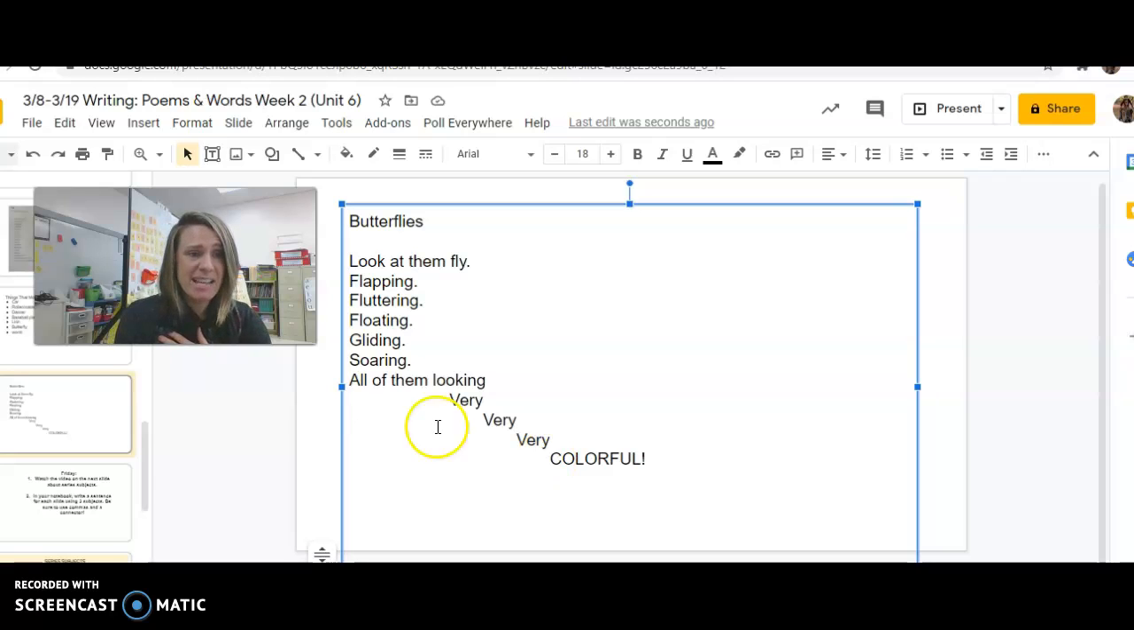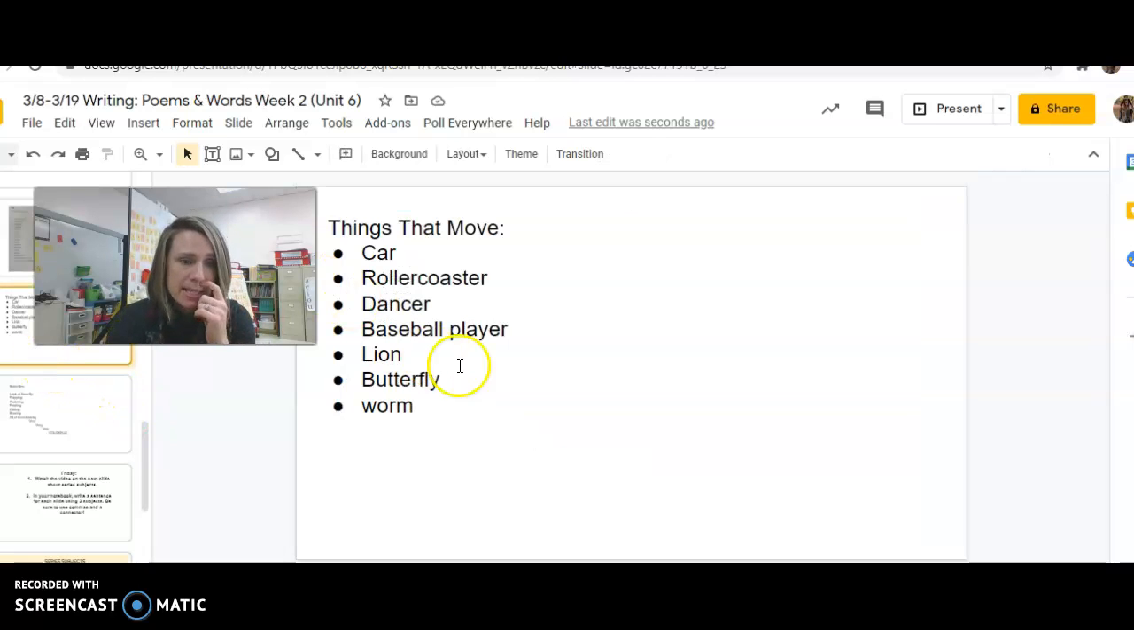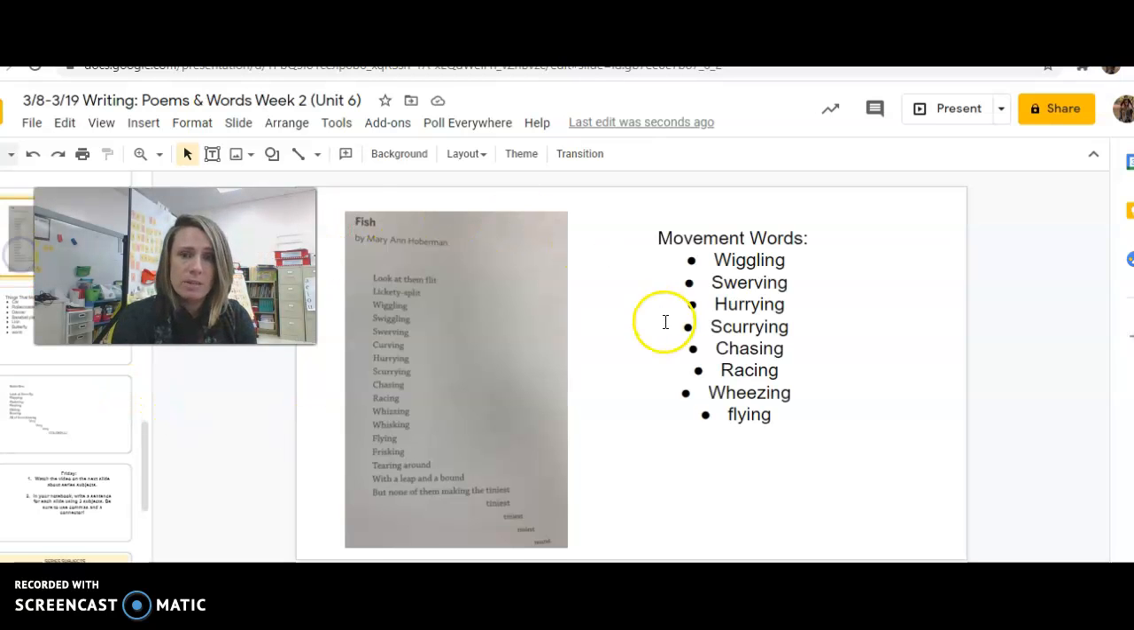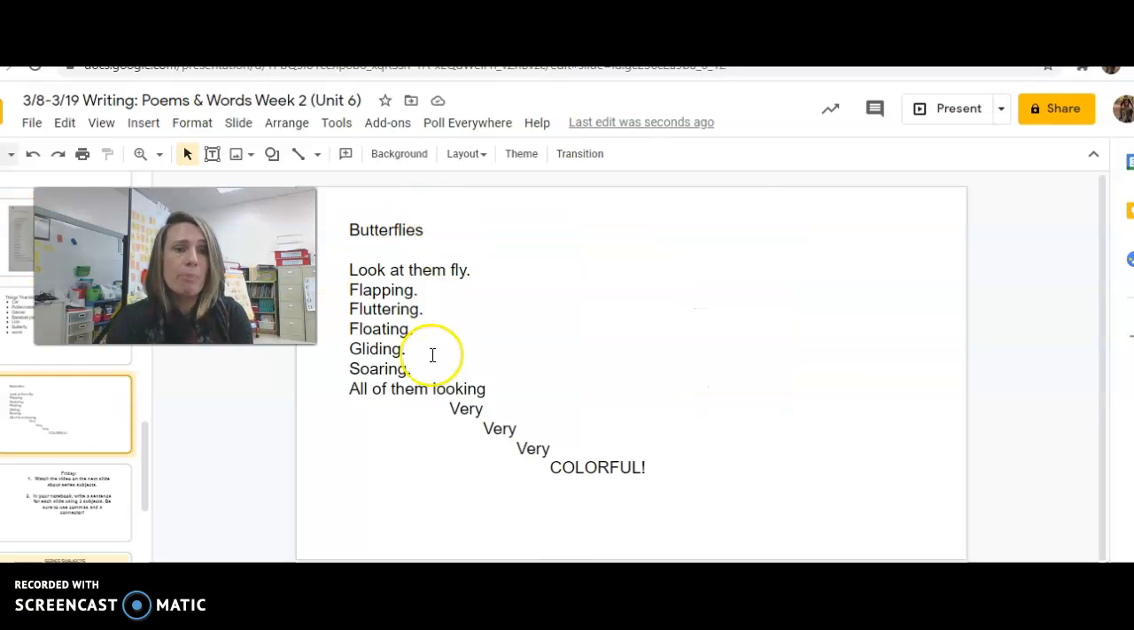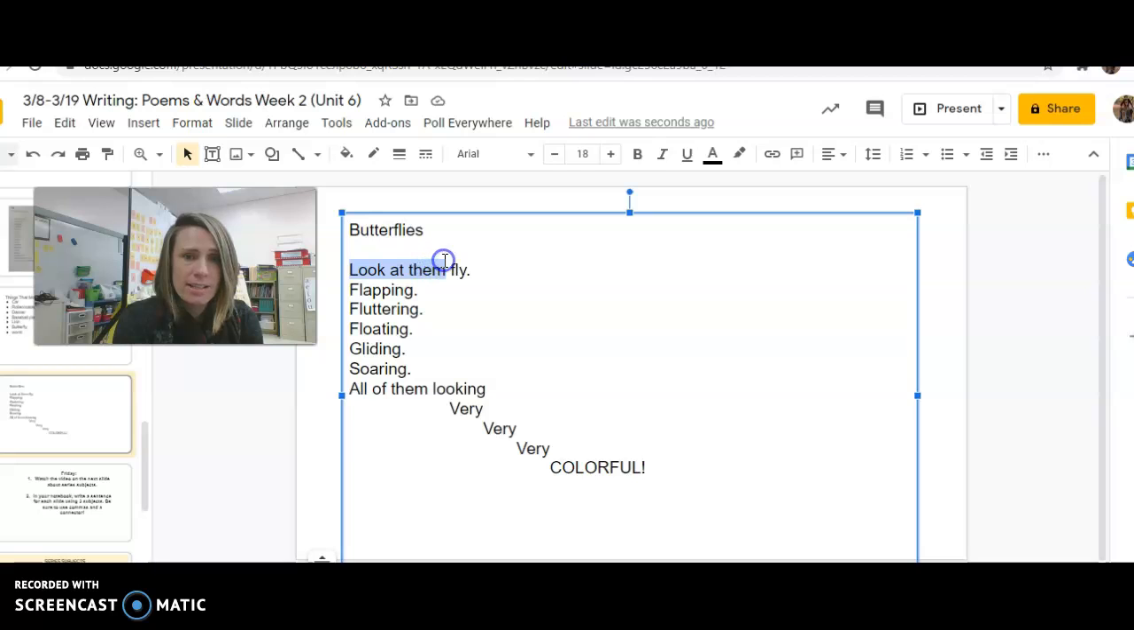So remember, sometimes I got stuck, and sometimes you might get stuck too. Your first job today is to pick what you're going to write about that moves. It could be an animal, an athlete, a vehicle, maybe a plane. It doesn't have to be on this list. And then if you want to make a list of all the ways it moves, like we did from this poem, you can. Or if you want to hop right into writing your poem, you can. Remember to copy us and start like this. Start with look at them and end with all of them and put all the movements in between.